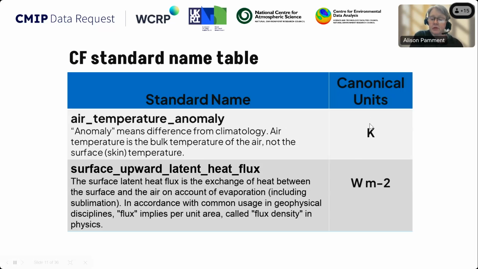And the other important thing is the canonical units. I'll explain in a little while why they're called canonical units, but this is effectively setting the physical dimensions of the quantity. So for temperature, for example, canonical units is Kelvin. For a heat flux, it's watts per square meter.